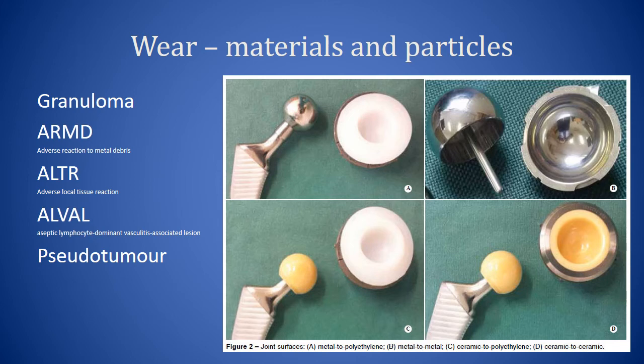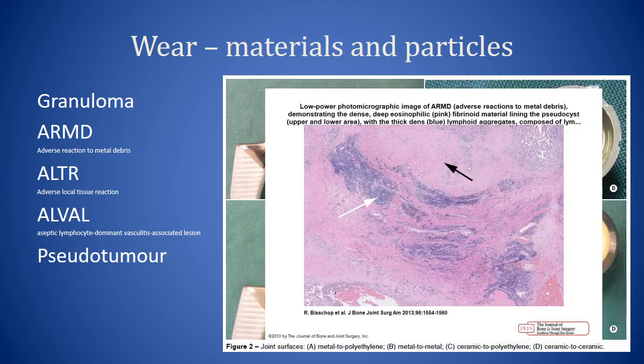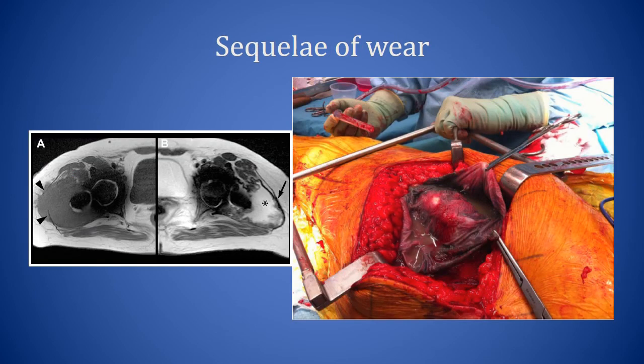Commonly with metal on metal resurfacings, the terms you need to know about are adverse reaction to metal debris, adverse local tissue reaction, aseptic lymphocyte dominated vasculitis associated lesion, and pseudotumor. The electron micrograph shows histological features of ARMD. The problem is that these lesions can become very destructive to local soft tissue structures, resulting in severe pain as well as dysfunction.